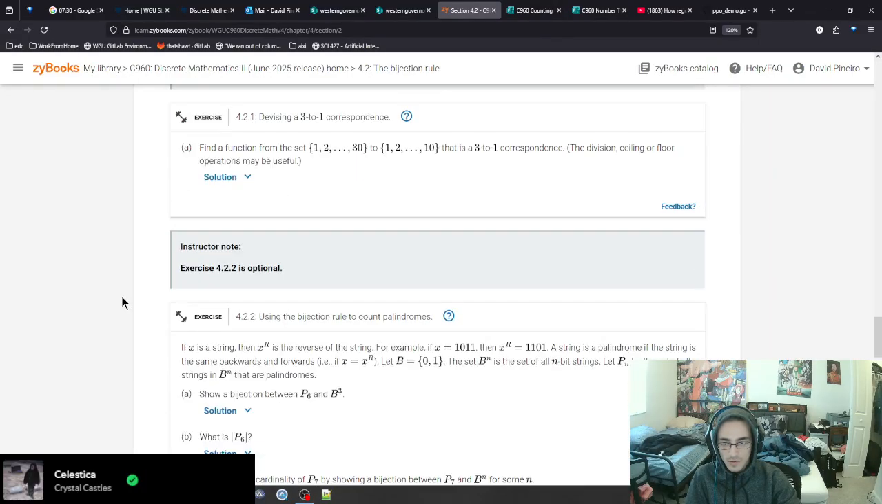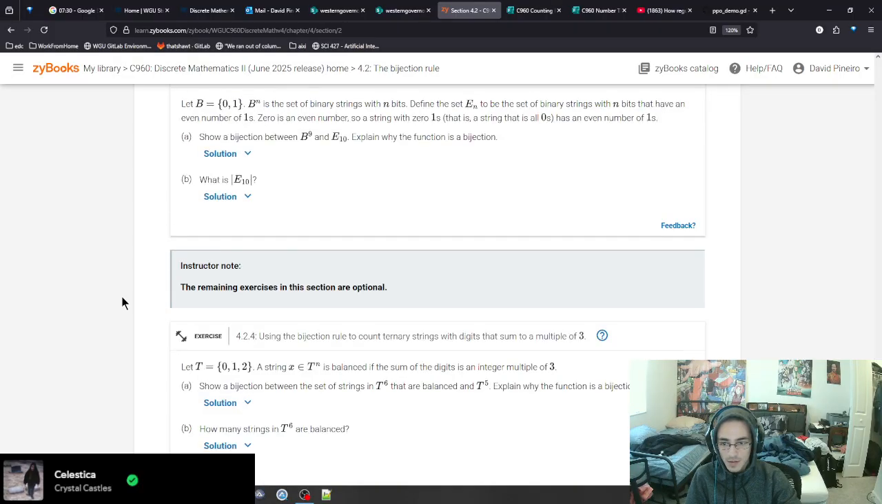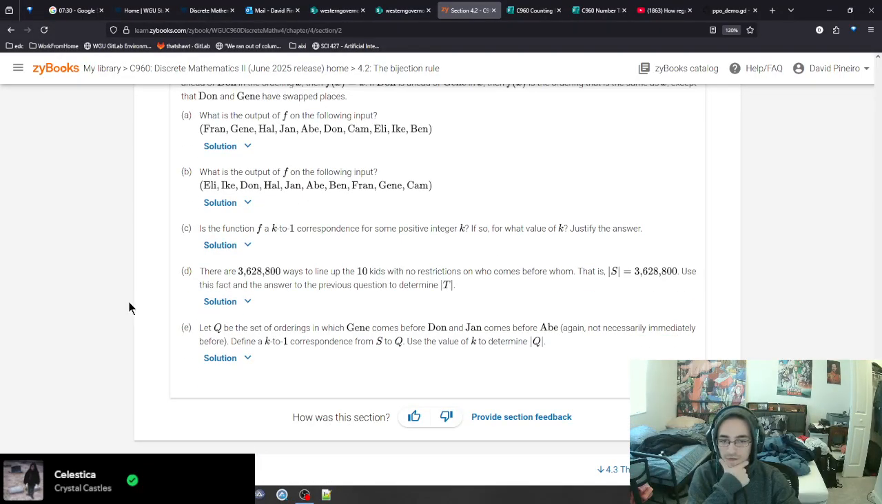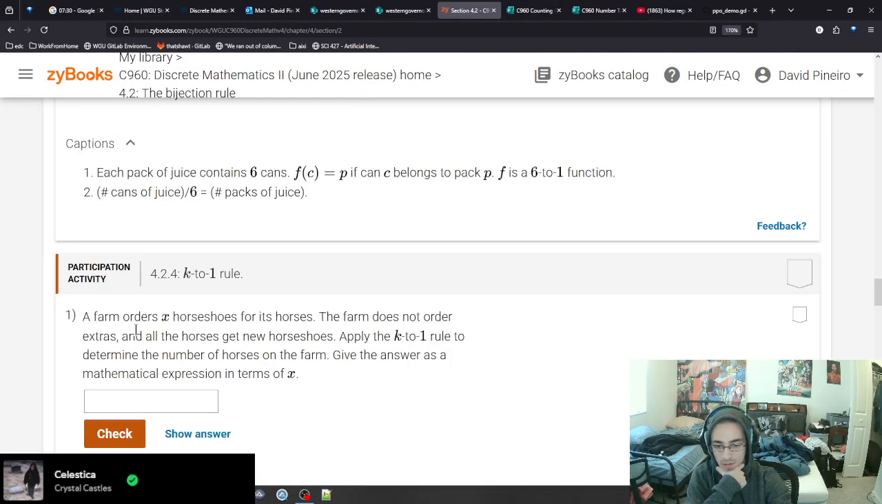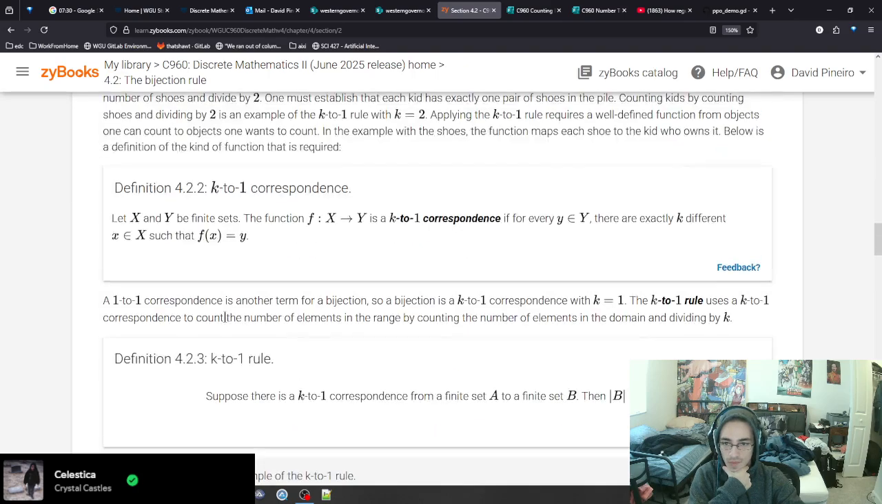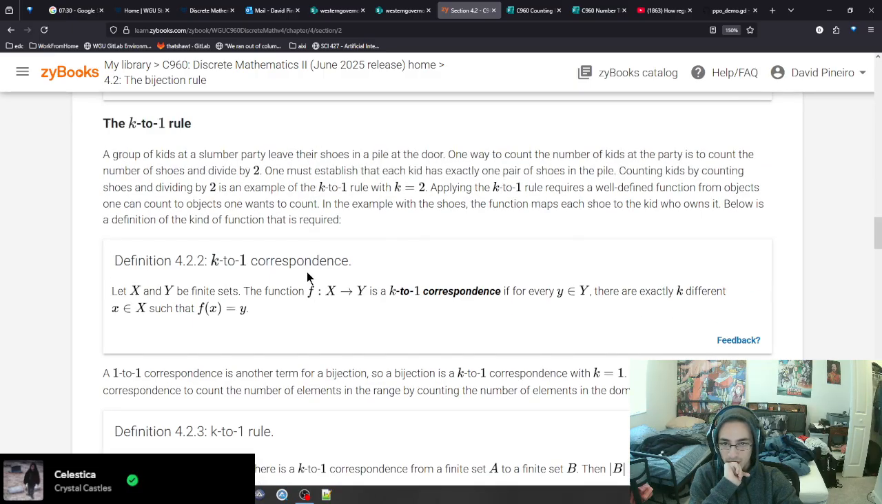So I'm just gonna scroll on by, see if there's any mention of modulus, even though the modulus does look pretty enticing. Okay, well, here's the definition. It says let x and y be finite sets. The function going from x to y is a k to 1 correspondence if for every y in the y set there are exactly k different inputs from the input set.